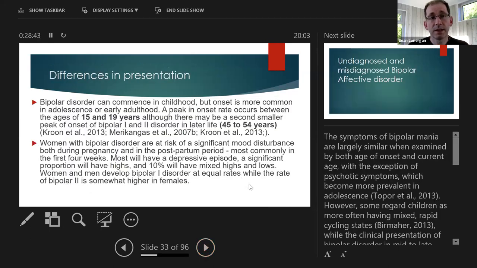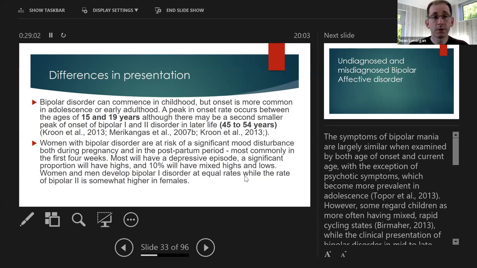So bipolar disorder can commence in childhood, but onset is most common in adolescence or early adulthood, so between 15 and 19 years old, and there is a second smaller peak of onset of bipolar 1 and 2 disorder in later life, between 45 and 54 years old.